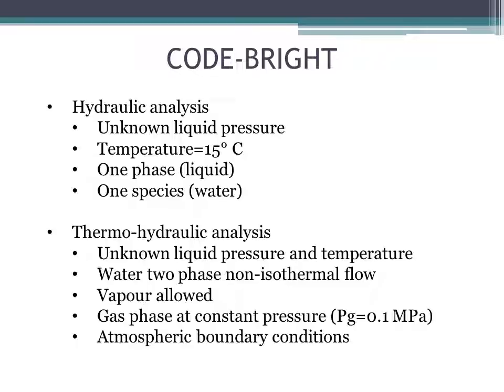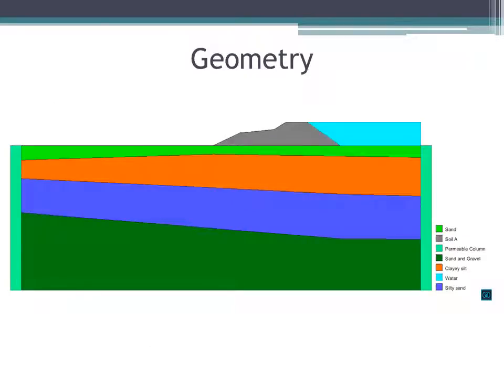The vapor can be allowed or not. Using the thermohydraulic analysis, it's possible to consider the coupling effect, but it also allows one to use the atmospheric module of CodeBright. Irrespective of the kind of analysis that has to be performed, the geometry is the same.